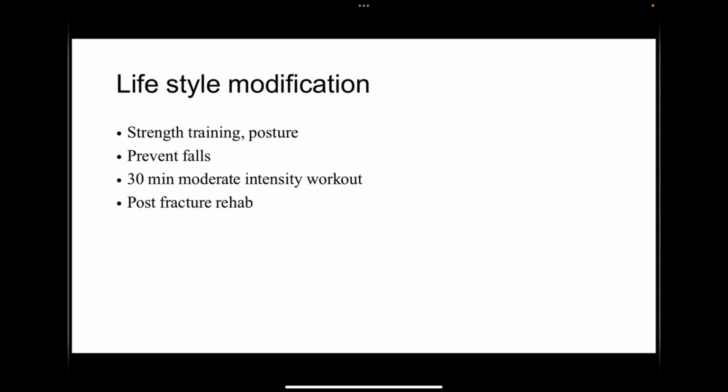Along with these medications, we should always supplement the patient with calcium and vitamin D. These are the doses for preventive and treatment measures. Calcium for prevention 500, for treatment 1200 mg daily, and vitamin D for prevention 400, and for treatment 800 daily doses. And lifestyle modification is obviously needed. Strength training, posture training, fall prevention should be told to the patient. A 30-minute moderate intensity workout and post-fracture rehabilitation is required.